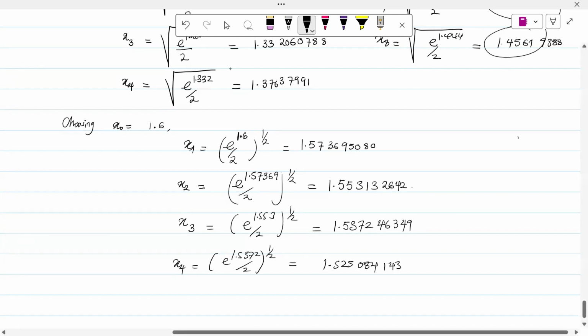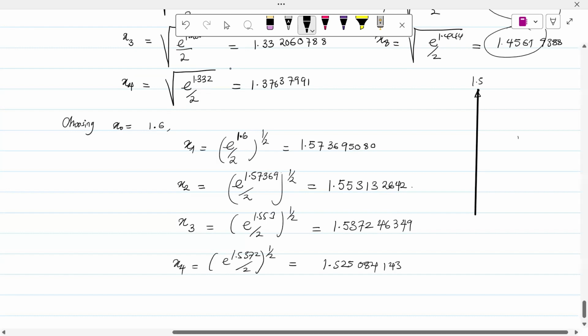You see that as you are increasing the values, starting from the higher value of x, you are still approaching 1.5. If you start from the lower value of x, you are still approaching 1.5. So it doesn't matter which side. This is the 1.5 as our root.